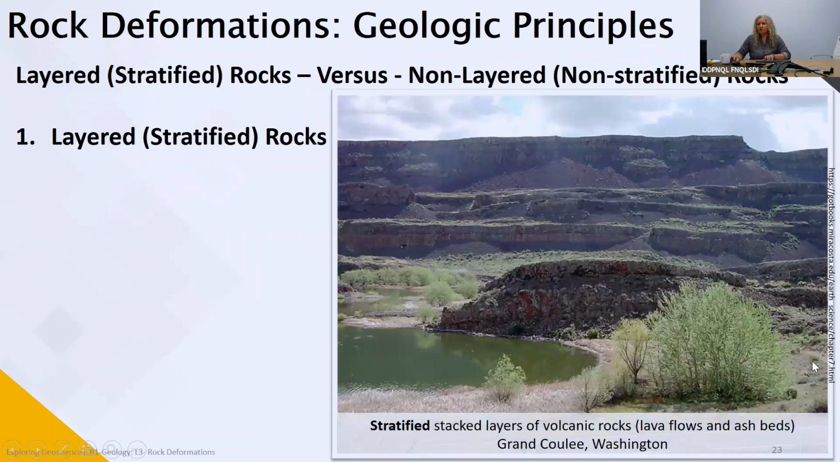Here is an example of stratified, stacked layers of volcanic rocks. So there are lava flows and ash beds that are layered on top of each other.